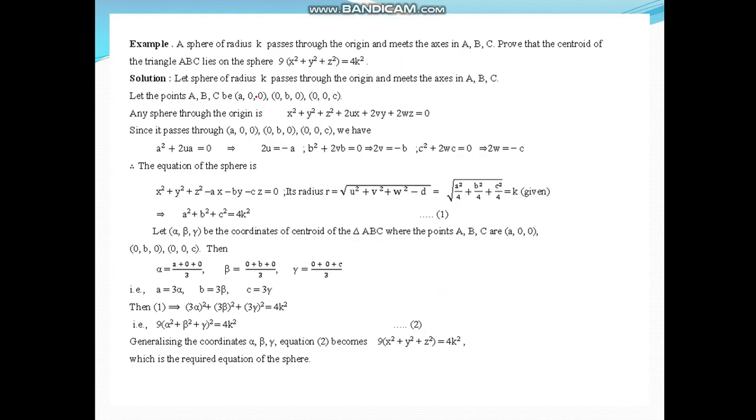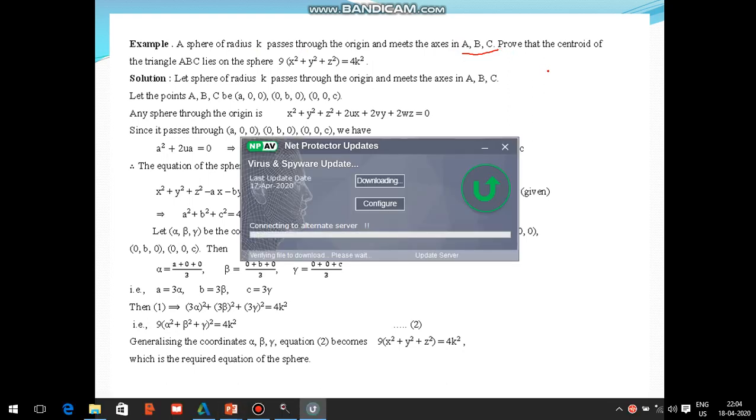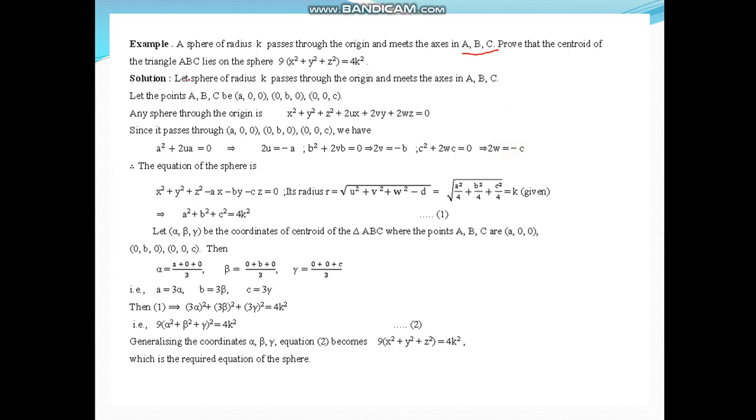Now next problem. A sphere of radius k passes through the origin and meets the coordinate axes in the points A, B, C. Prove that the centroid of triangle ABC lies on this plane. So let us suppose that a sphere of radius k passes through origin and meets the axes in A, B, C. So clearly on the x-axis y and z are 0, similarly for y and z. And any sphere through origin is given by this.